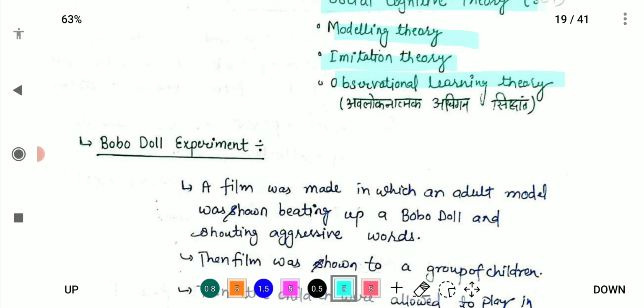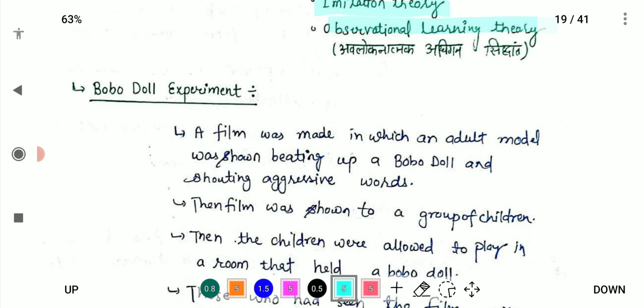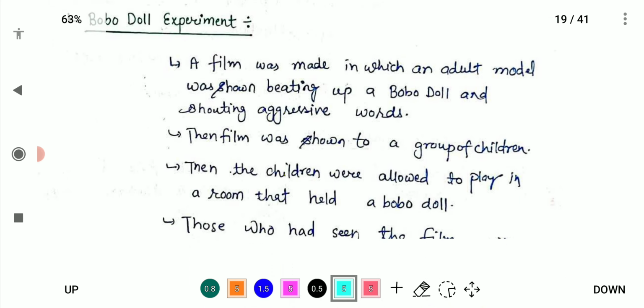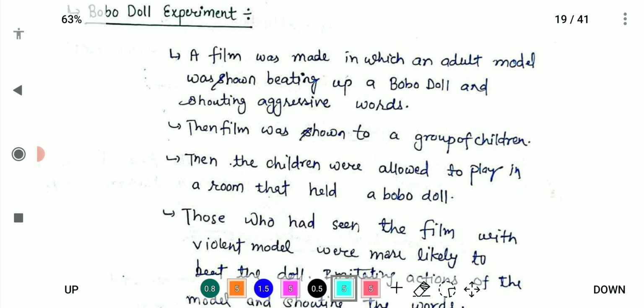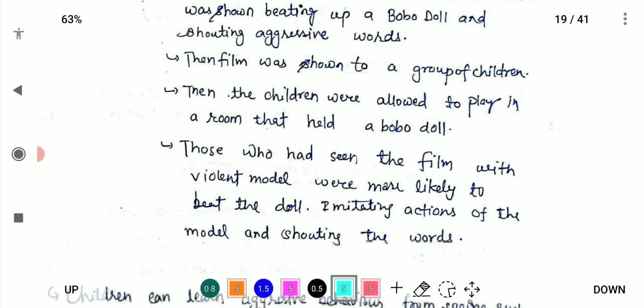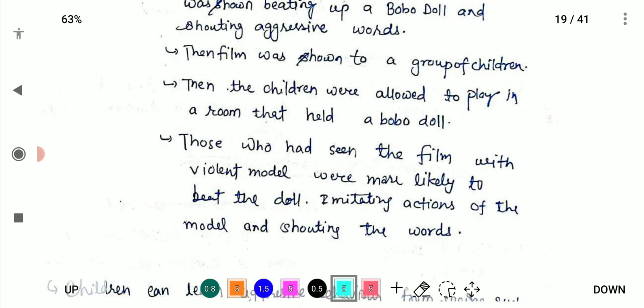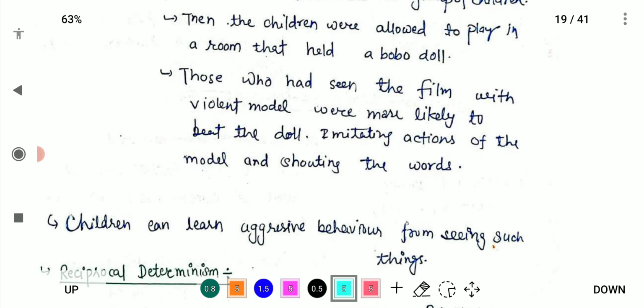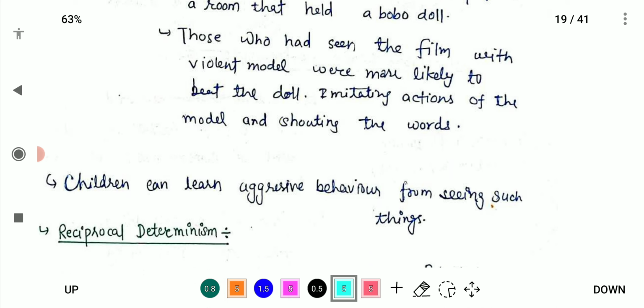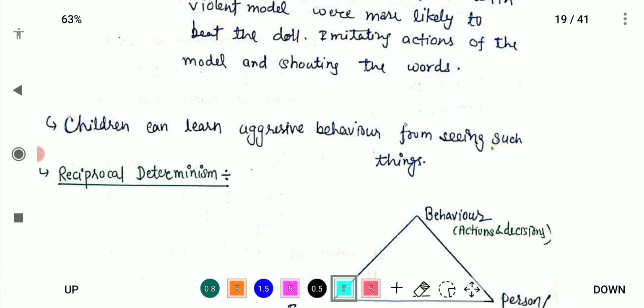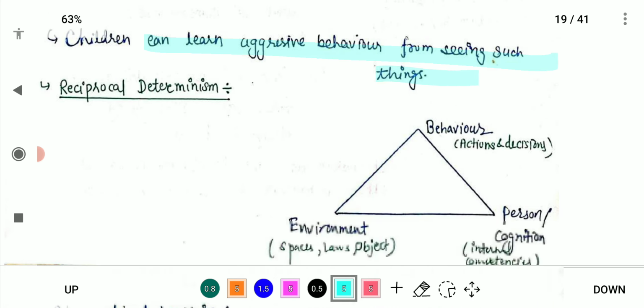A film was made in which an adult model was shown beating up a Bobo doll and shouting aggressive words. Then the film was shown to a group of children. Then the children were allowed to play in a room that held a Bobo doll. Those who had seen the film with the violent model were more likely to beat the doll, imitating the action of the model and shouting the words. So children can learn aggressive behavior from others also.